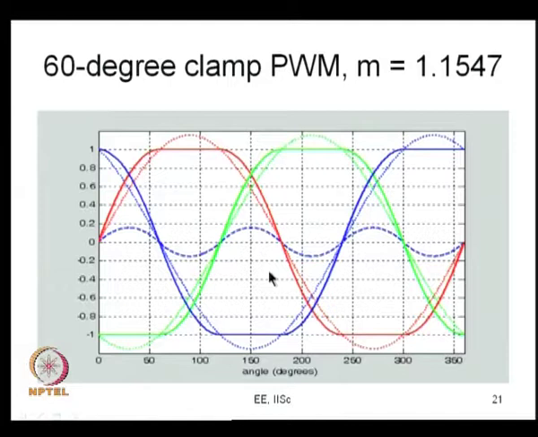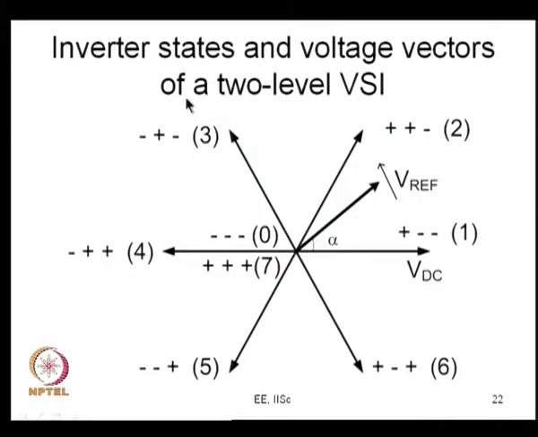We will discuss this subject in one of our later modules, which we would call over modulation, and discuss this problem. When you do not want to go into over modulation, m equal to 2 by root 3 is the limit, which I would like to re-emphasize. It is not only for 60 degree clamp, it is true for other kinds of PWM methods also. So, I would just stop at that and look at the same thing from the space vector point of view.